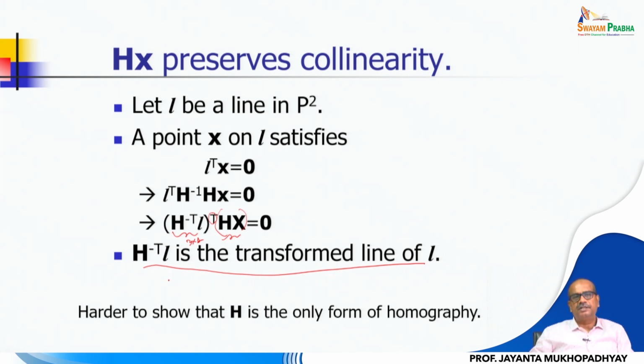Now, of course, it shows that if I apply any linear transformation on a projective space, lines are also transformed into lines, or points which are collinear will remain collinear. So in that way, a linear transformation is a projective transformation. But it is harder to say that any transformation which is projective is also of linear form, which I am not discussing at this stage.